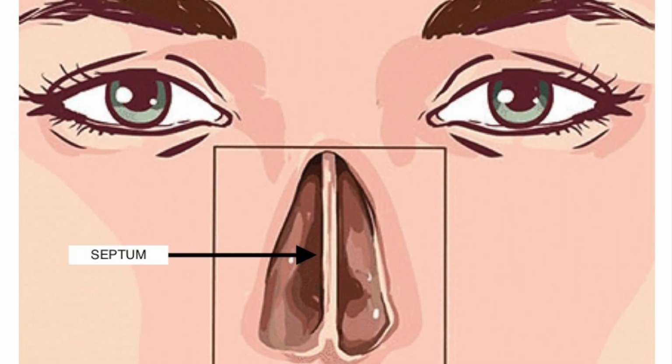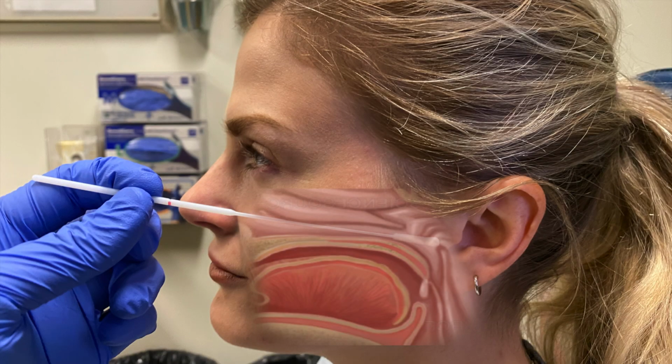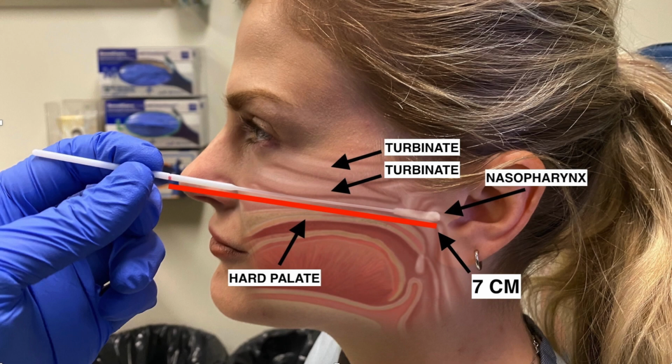A central nasal septum, which is formed of bone, divides the right and the left nasal cavities. The nasal septum is quite sensitive to touch. It is important to avoid this area when performing a swab. The length of the swab correlates approximately with the appropriate depth for performing a proper nasopharyngeal test. This length is approximately 7 centimeters.